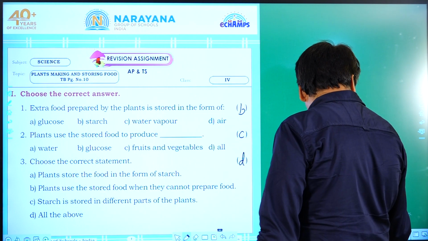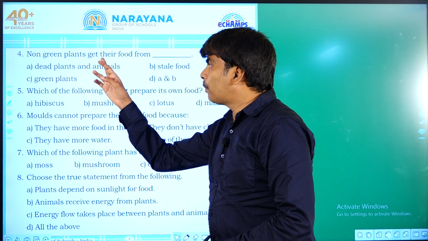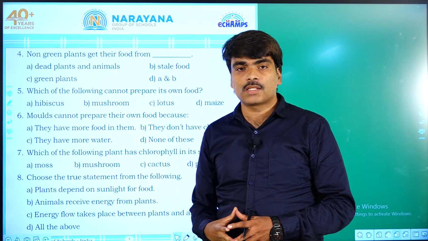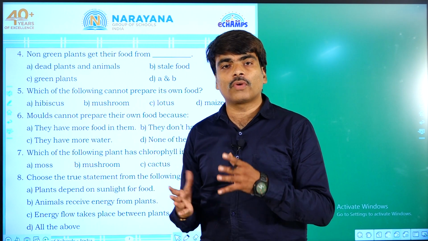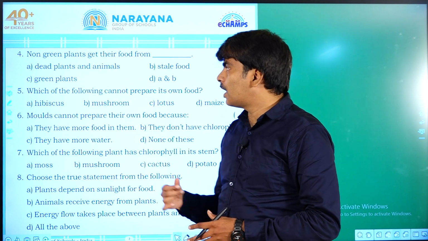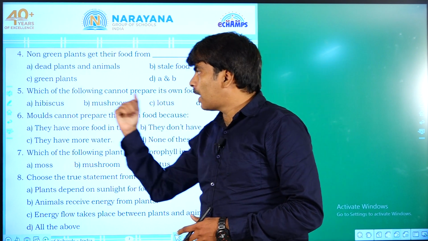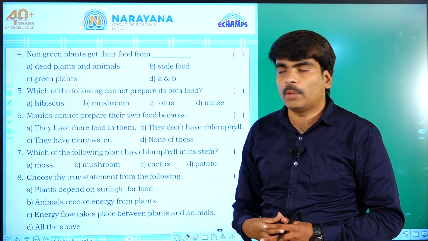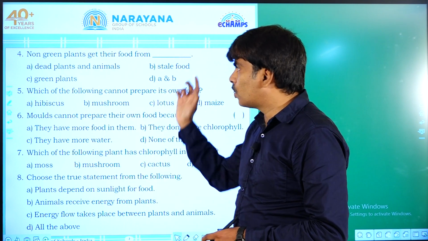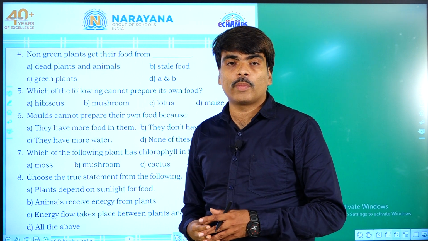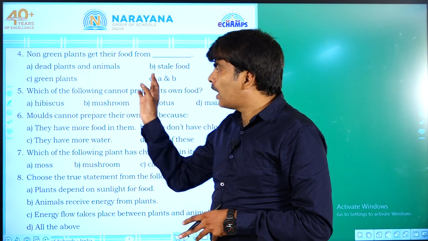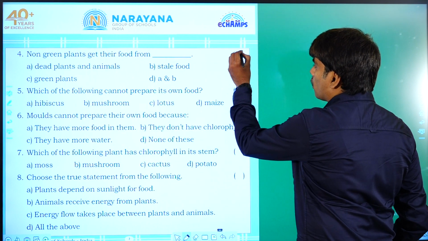We move on to the next question. Non-green plants get their food from. We have not only green plants, we have some non-green plants which cannot prepare their own food because of lack of chlorophyll. How will they get their food? The options: dead plants and animals, stale food, green plants, both A and B. These plants grow on dead plants and animals, and also on stale food. What do we mean by stale food? Food which is stored for a long time. So our answer is option D.